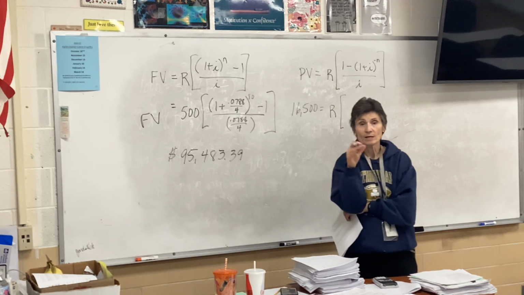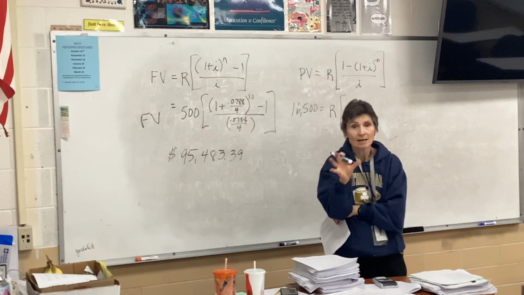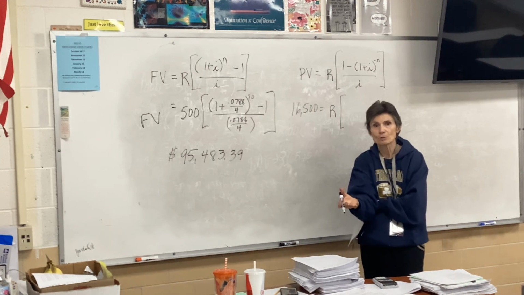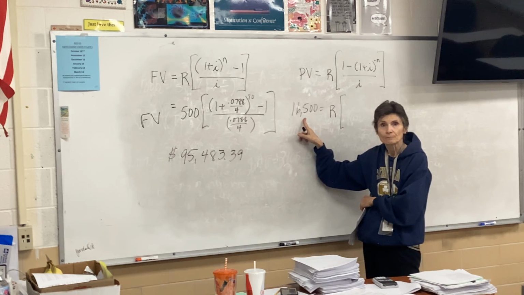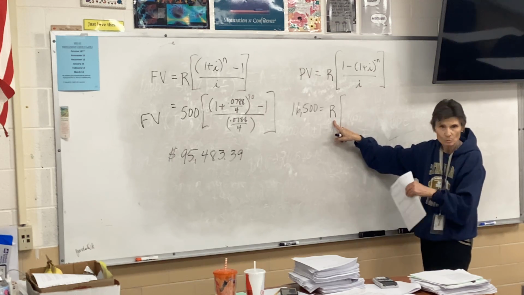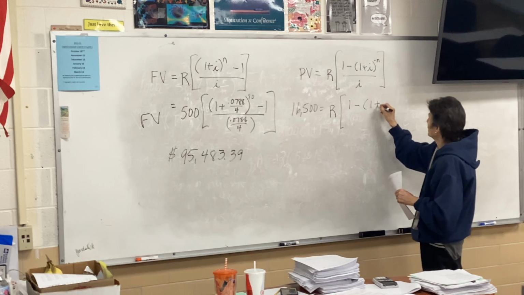So when Carlos went down to the car lot, the guy said it's going to cost you $18,500. Carlos had $2,000 to put down, so he only had to borrow this much. So 16.5, this is his payment amount. We don't know what that is. We're solving for it. So we have 1 minus 1 plus.